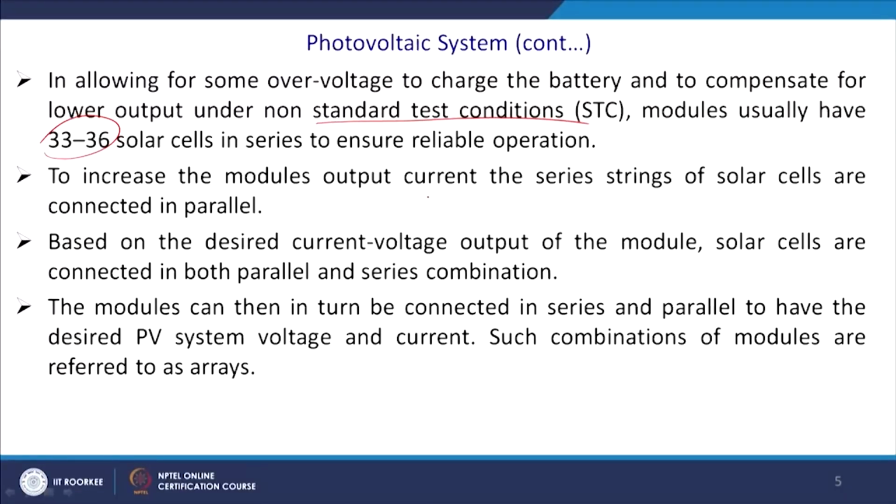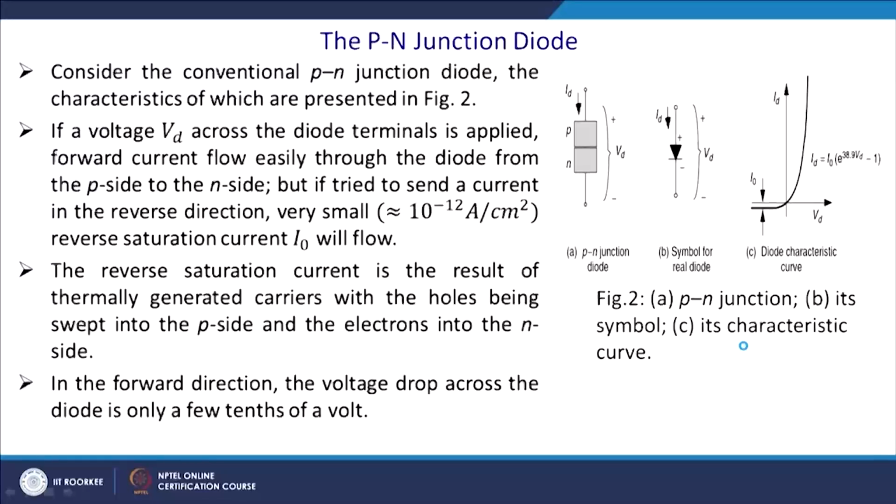To increase the module output current, the series strings of the solar cells are connected in parallel. Based on the desired current and voltage output of the module, solar cells are connected in both series and parallel combinations. The modules can then in turn be connected in series or parallel to have the desired PV voltage and current. Such combinations of modules are referred to as arrays. So, that is called an array.